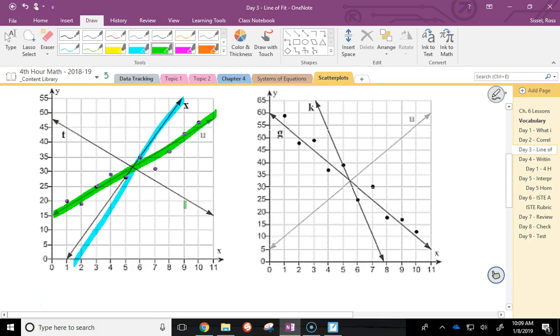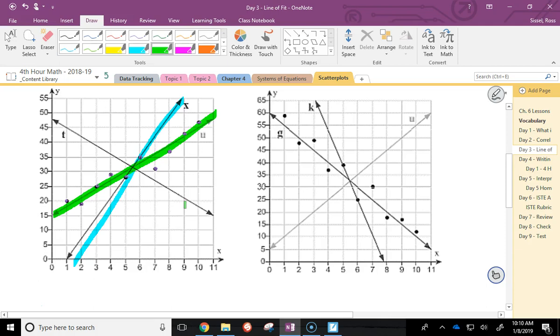Blue, it's positive. It looks like, if I look at it, it looks like there's about the same amount of dots. 1, 2, 3, 4, 5-ish. 1, 2, 3, 4. And that's the same amount of dots. Why does blue not fit my line?